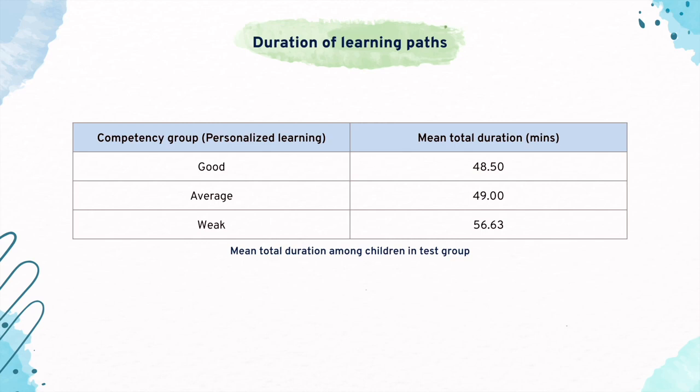So as you can see here, the good children has the shortest duration of learning path compared to the rest 2 competency group. So what does this indicate is that the higher the competency level of a children, such as good children, the total duration of the learning path will be shorter because they take less time to comprehend their knowledge and attempt on the coding challenges accordingly.